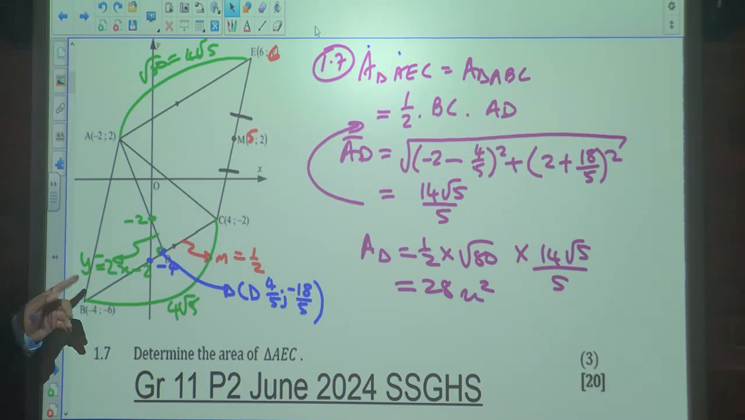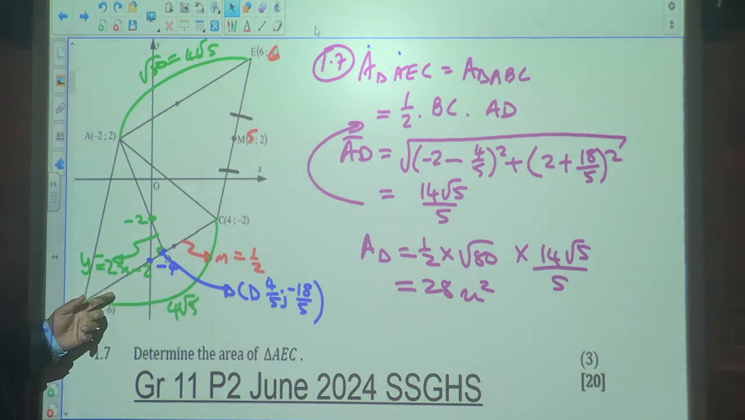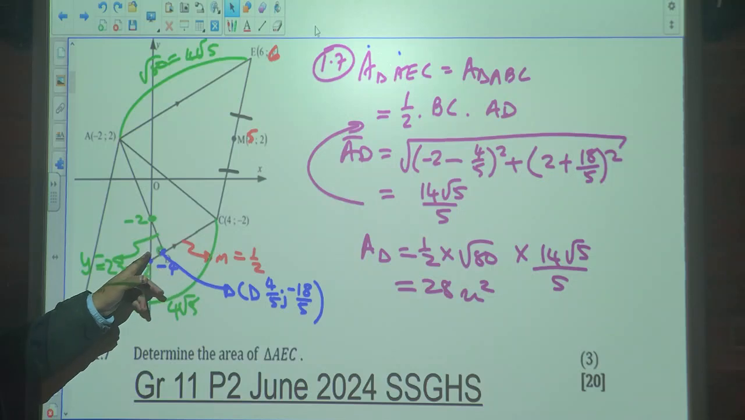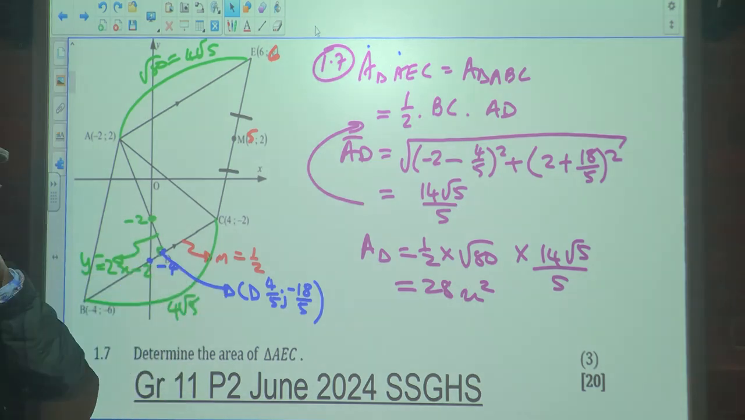You could have actually used the area of a parallelogram. The area of a parallelogram is base times perpendicular height. So here you got your base, there's your perpendicular height. And because it's half, which is a triangle, you divide that answer by 2, you should get 28 units squared as well.